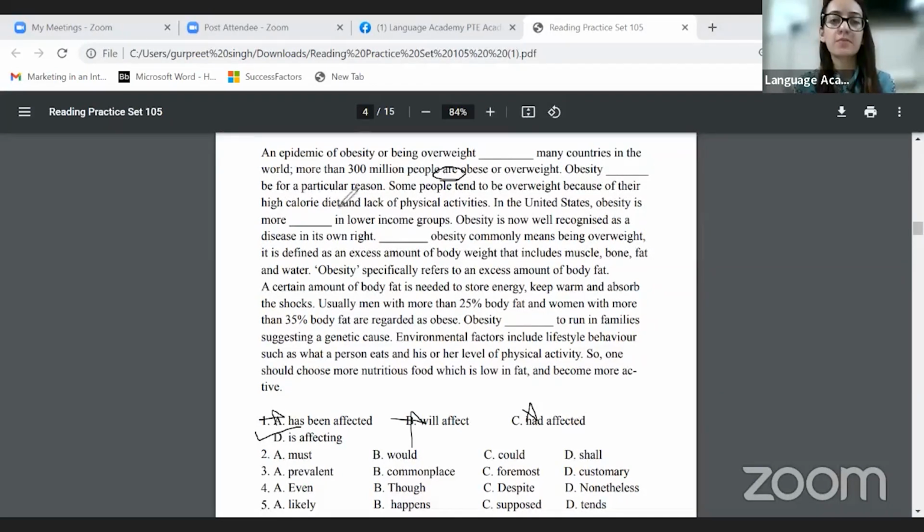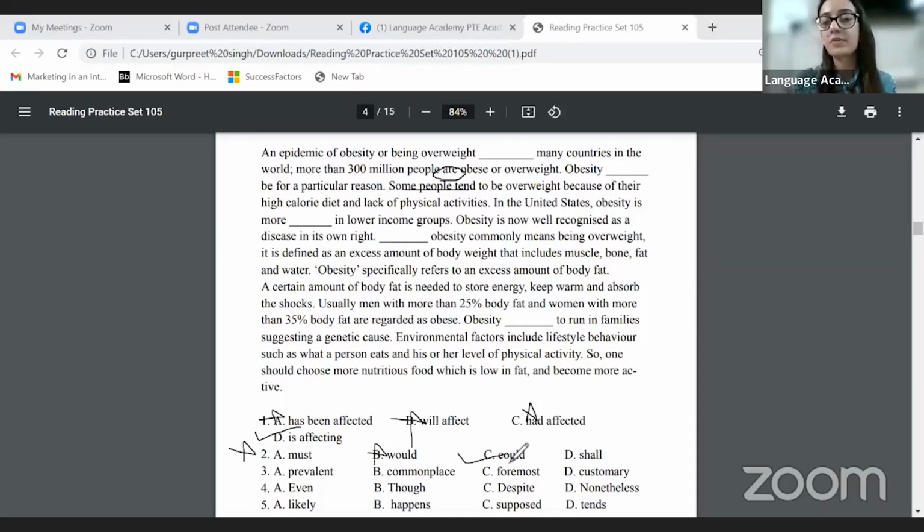Obesity dash be for a particular reason. Some people tend to be overweight because of this. So obesity must means have to be for a particular reason. That's not true. Different people are obese because of different reasons, like they have explained some of the examples as well. So this is not about whether obesity is possible or not, but what are the reasons. So it could be for a particular reason, because this is just a possibility. There are possibilities that it is without any reason as well, just because it's in your genes.